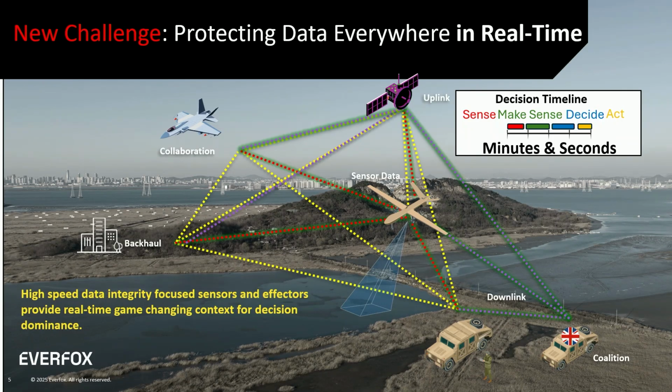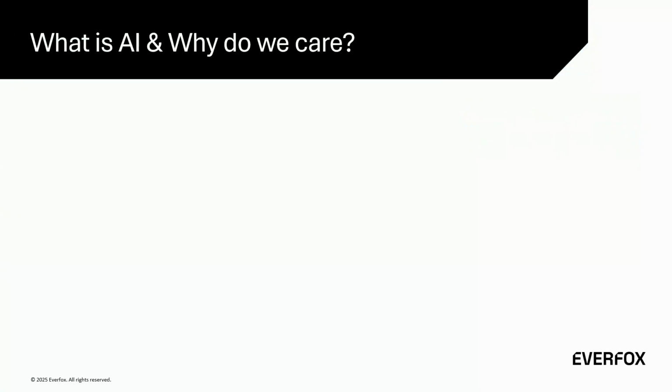So we can get down to the kill chain shrinkage down to minutes and seconds, or maybe even having it predictive. Not just seconds, but predictive. So a priori, it is already figured out before it even happens. So how do we do that? So what is AI and why do we actually care?